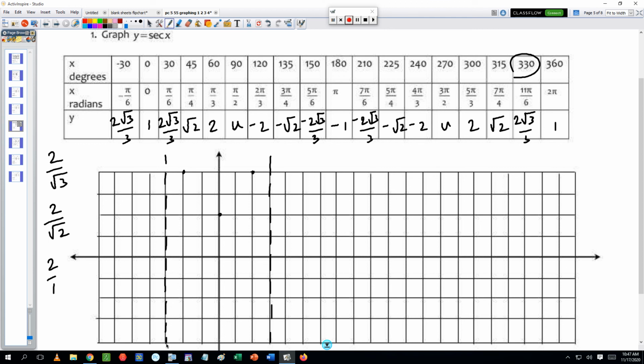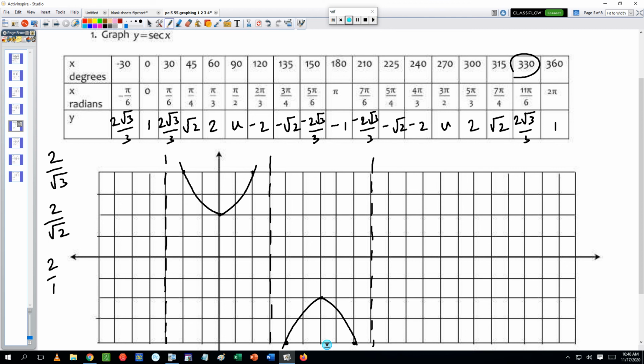Okay, moving to the right. 30, 60, 90, I can come down here to negative 1. 30, 60, 90, I have another asymptote. And then you'll continue with that. Beside the asymptotes, here is a negative 2. Here is a negative 2. And this is what secant looks like. A little pointy.